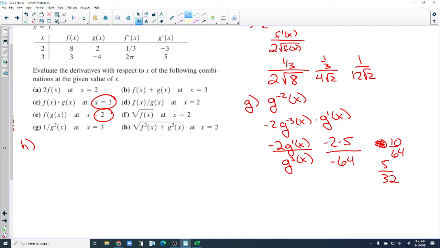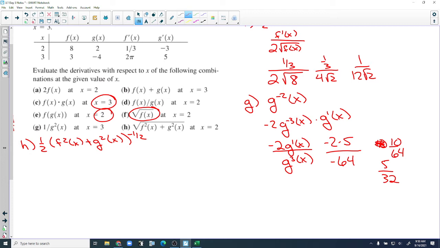Well, first of all, we talked about what we need to do when we have a square root of a function. So the first part is 1/2 (f squared of x plus g squared of x) to the negative 1/2. So anytime you have a square root of a function, we're going to start out that way. It's got to be the 1/2 and the negative 1/2.